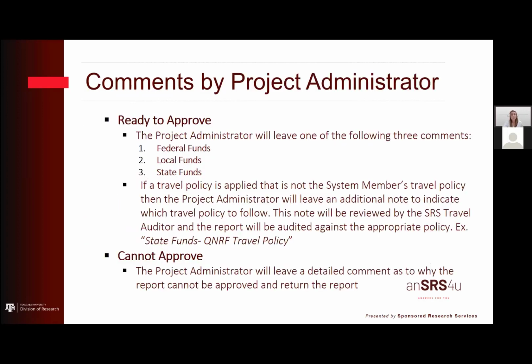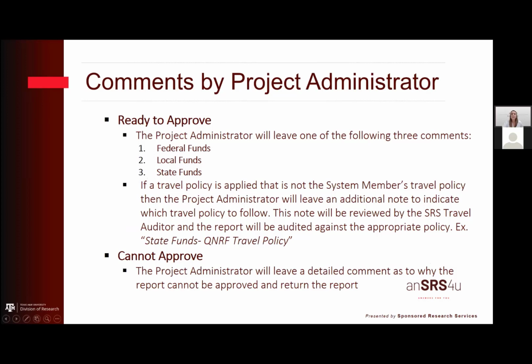So after we've conducted our review, there are really two decision points. Either we're going to approve the report, we feel like all of the expenses incurred are allowable and able to pay on the project. So if we are ready to approve, the project administrator will leave one of three comments. You either leave a comment of federal funds, local funds, or state funds.